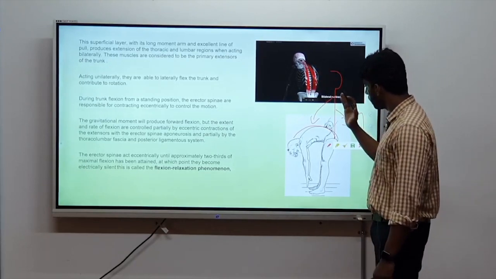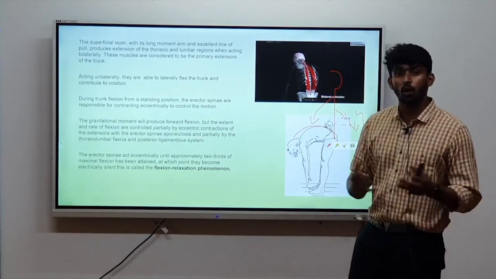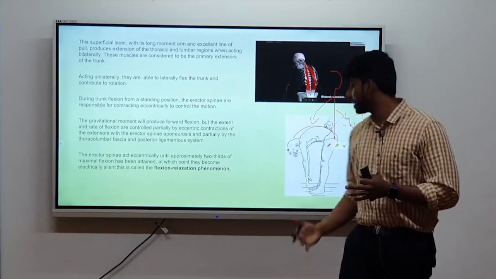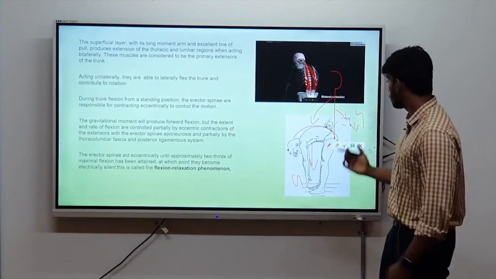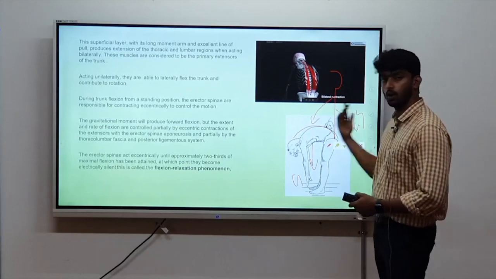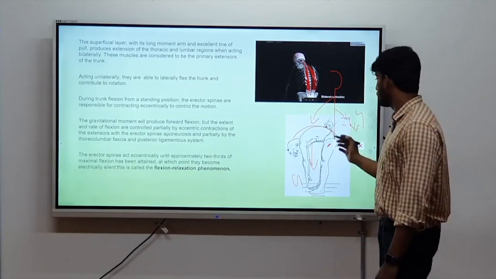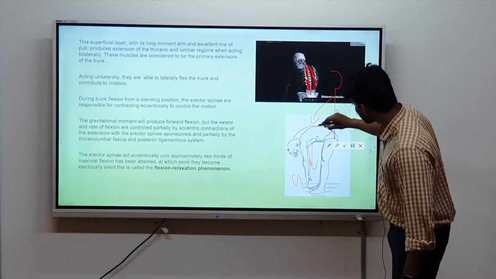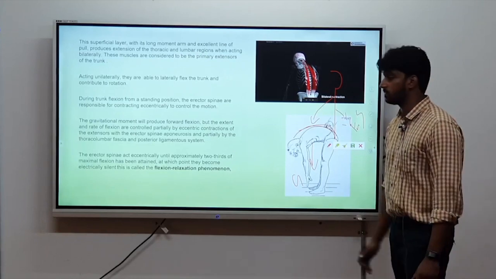Erector spinae will be going towards the gravity. As I mentioned, if a muscle is elongating and an external force is acting, here the external force is gravity. Gravity will be pulling you down. So if an external force is acting and the muscle is elongating, there occurs the eccentric contraction of the muscle. So here the eccentric contraction of the erector spinae occurs, as well as it has to control the trunk movements.